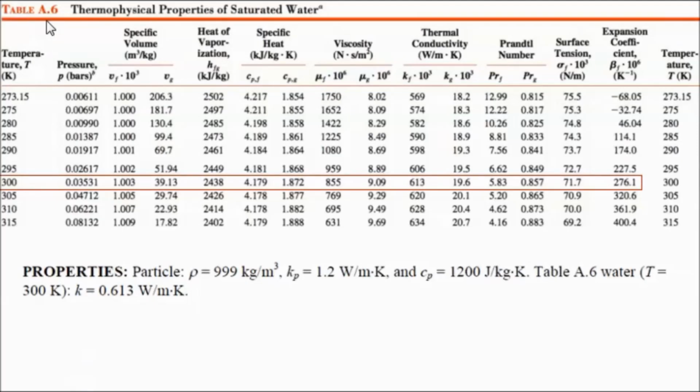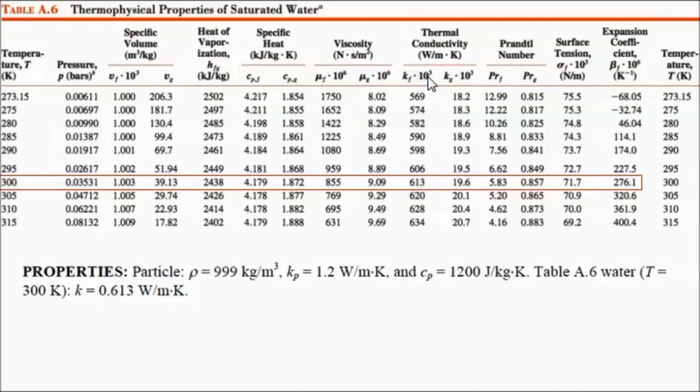So now we go to table A6, thermophysical properties of saturated water. We know that our temperature is given to us as 300 K here, so I've boxed this in. You can see they give us pressure, specific volume, vaporization, specific heat, viscosity, and thermal conductivity. What we're interested in here is thermal conductivity, our k sub f value. So we go down here, this is 613, but pay attention, this is times 10 to the third.